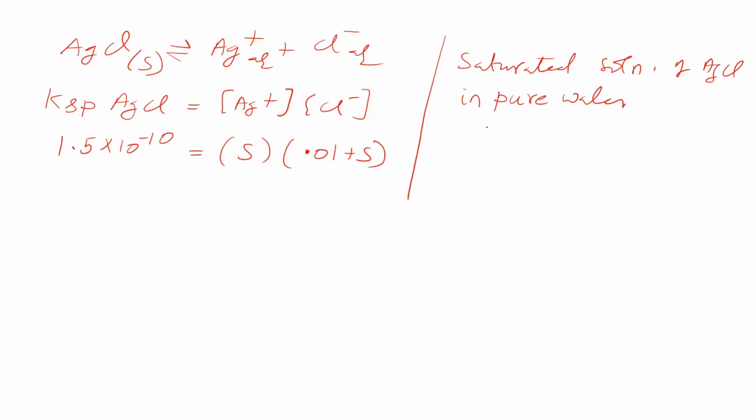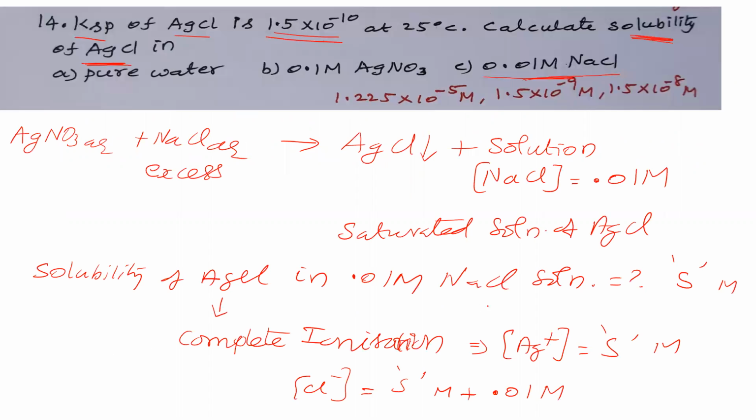While we calculated the solubility of AgCl, we got 1.225 into 10 to the power of minus 5 molar. When we prepare a saturated solution of AgCl in pure water, the AgCl solubility is this much. Here, what solution is it? This AgCl saturated solution is present in 0.01 molar sodium chloride solution.